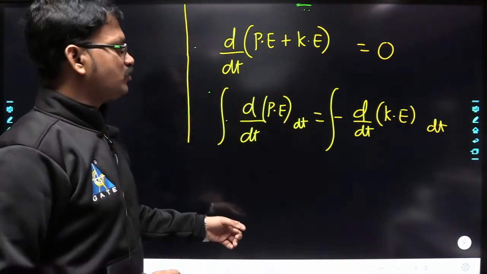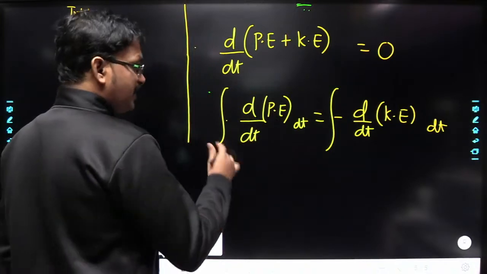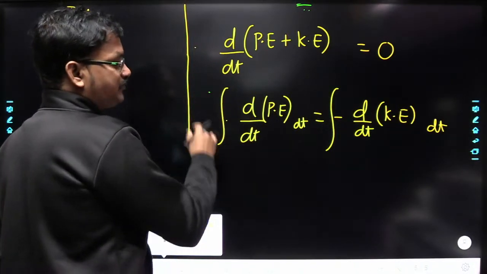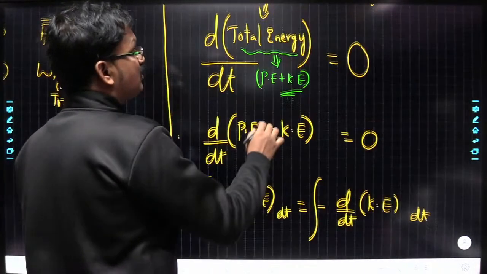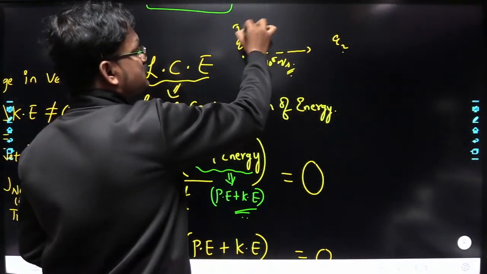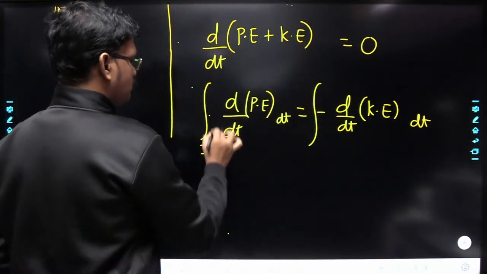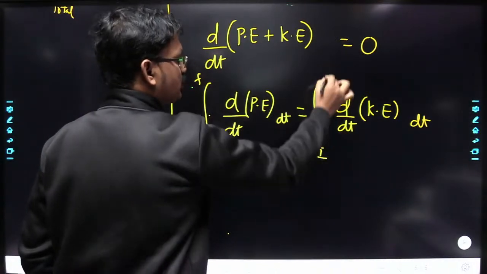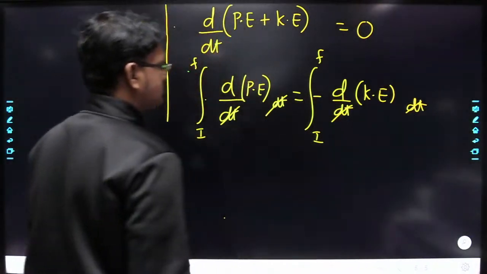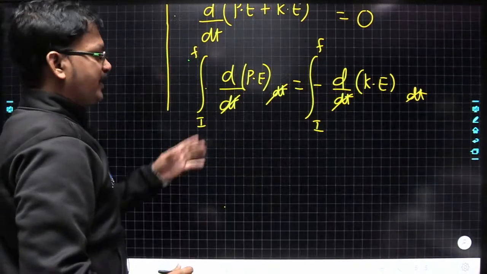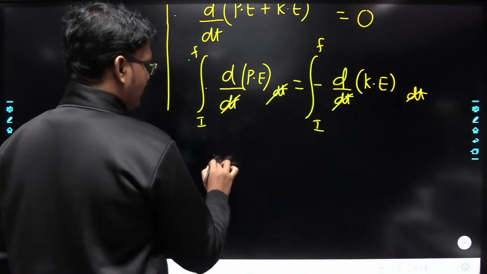If I integrate on both sides with respect to time, from the initial time to the final time, this is the initial position and this is the final position, yes or no? So I am integrating from initial to final. Understood? Now dt will get cancelled on both sides, so the integration of d of potential energy is nothing but, since differentiation and integration cancel, you will get the potential energy.